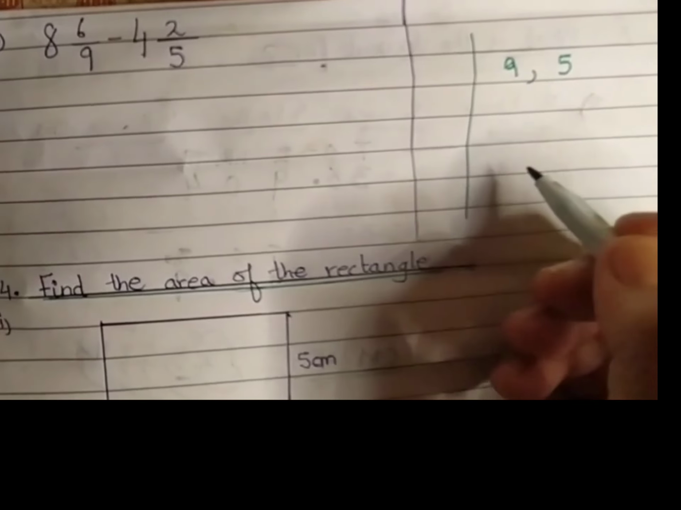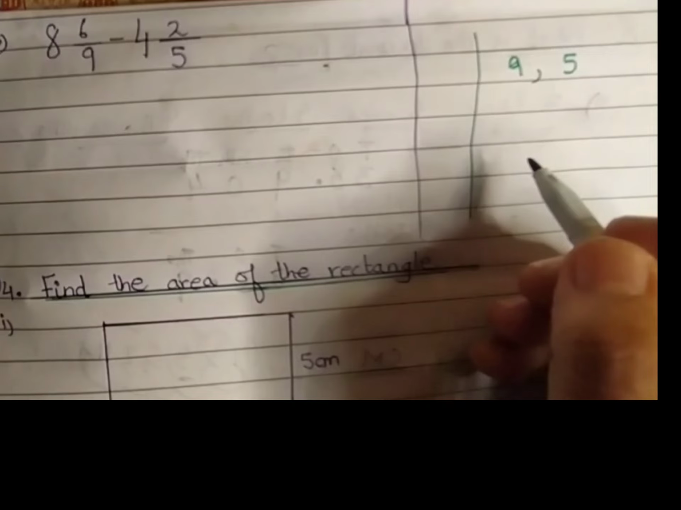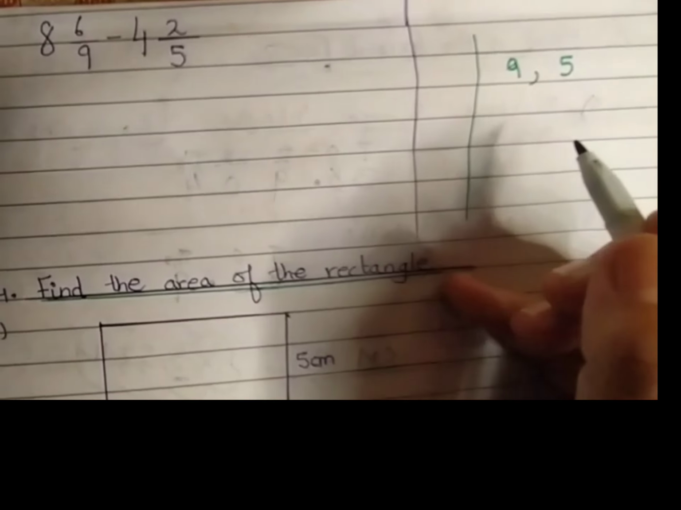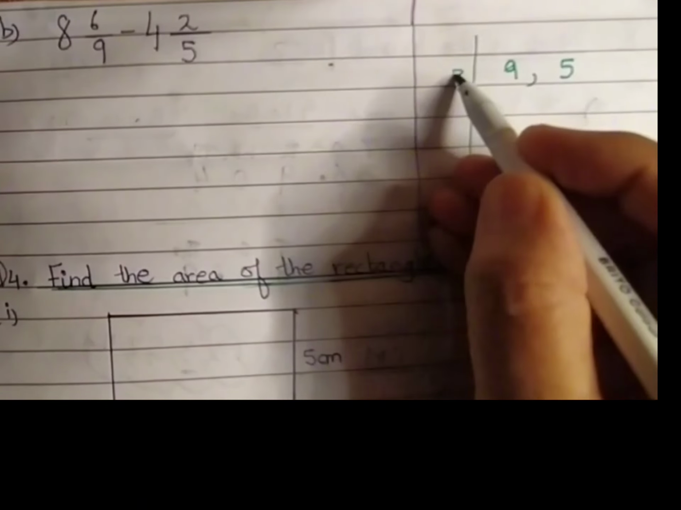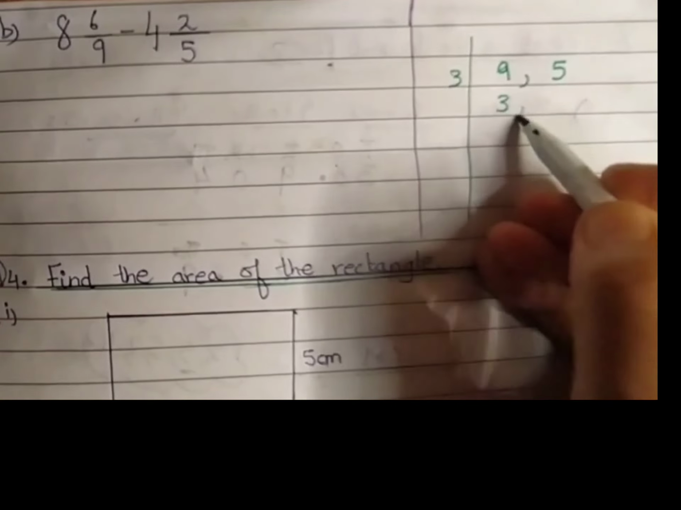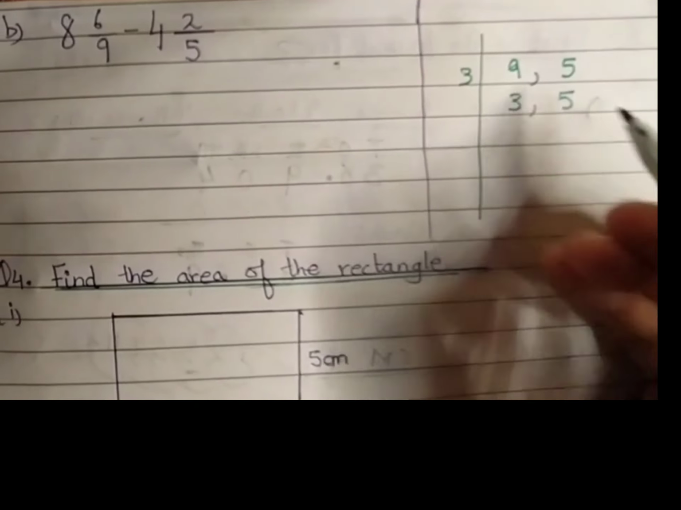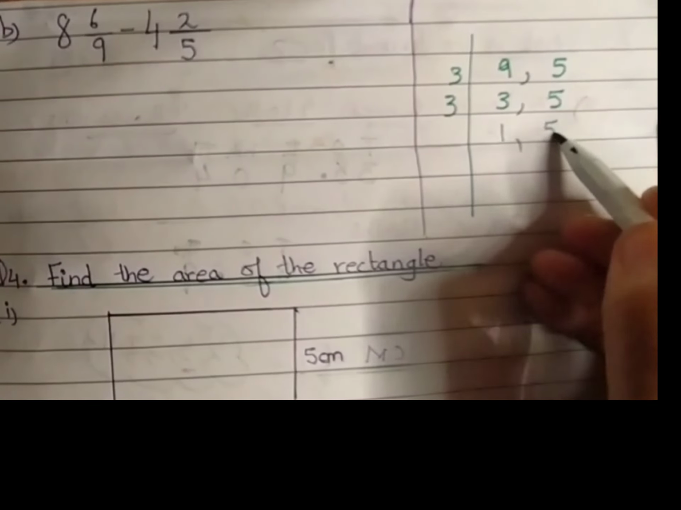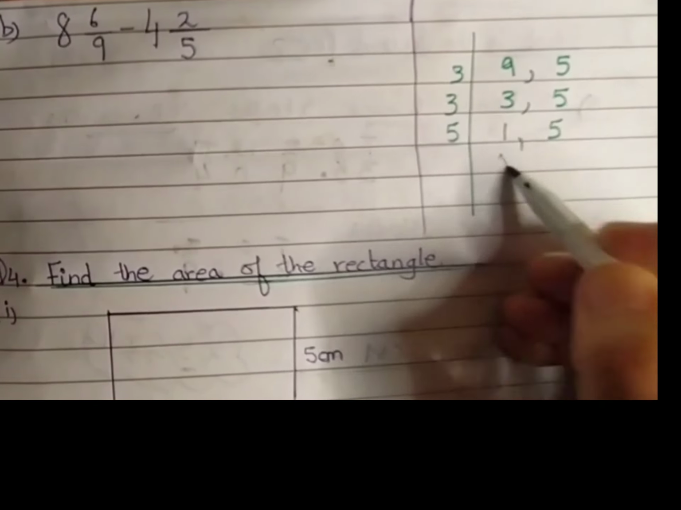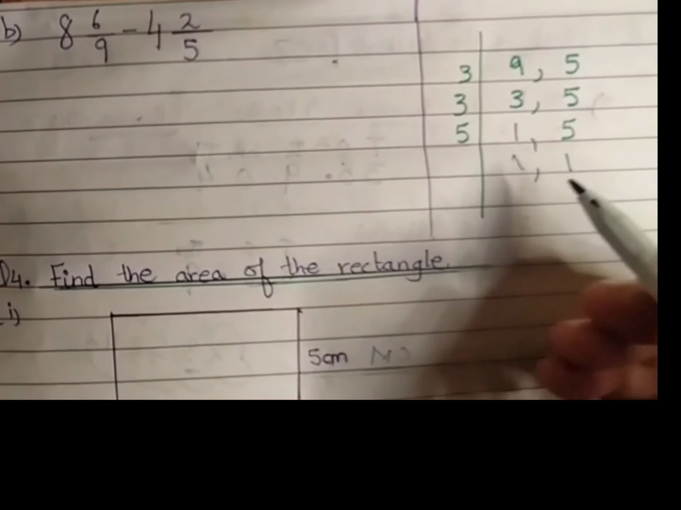Remember your prime numbers: 2, 3, 5, 7 and 11. So I'm going to start with 2. No, 2 won't be there. 9 and 5 are not there in your 2 times table. So I will take 3 now. 3 3s are 9. I'll drag the 5. Again I have 3 left. 3 1s are 3. And I'll bring the 5 down. And then I will be left with nothing but just 1s here.